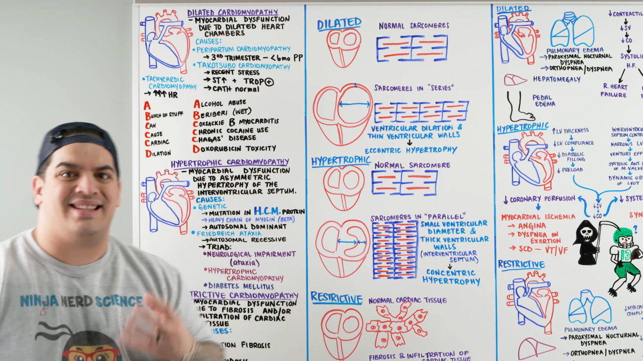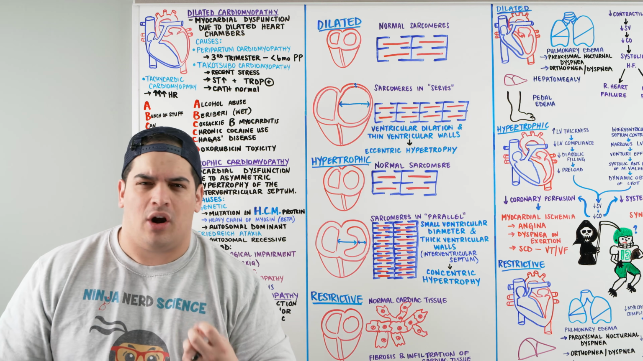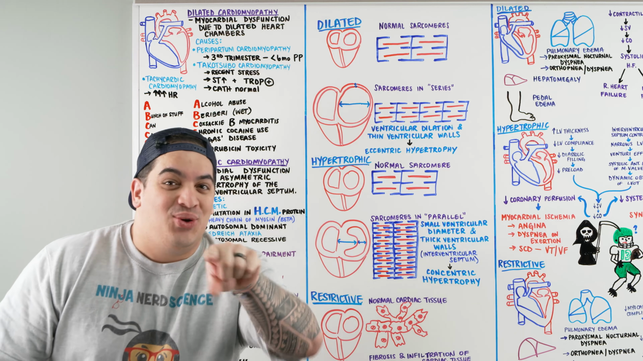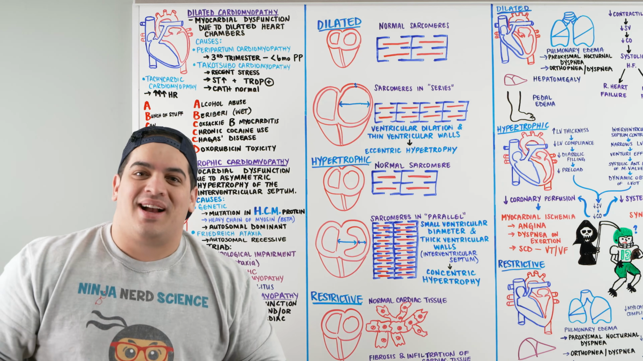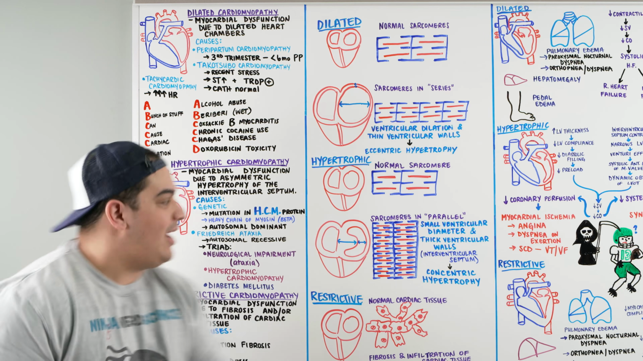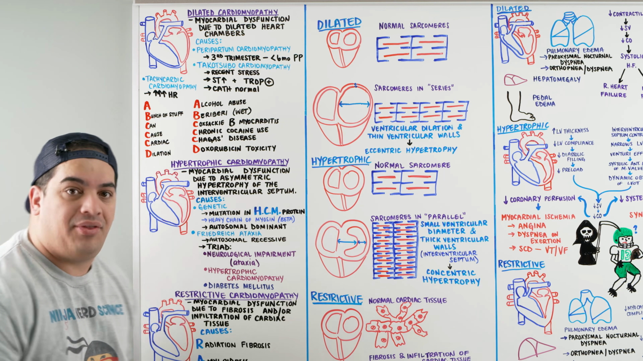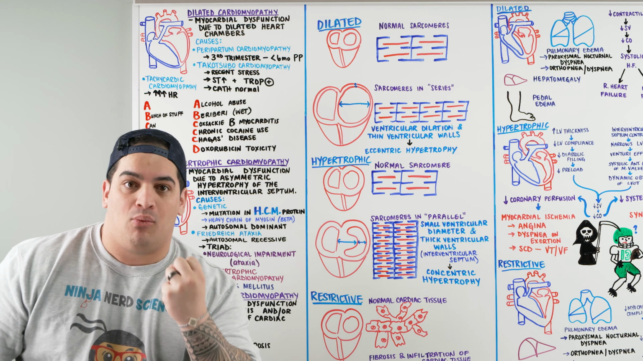Hypertrophic cardiomyopathy is a dysfunction of the actual myocardium of the heart, particularly the ventricular myocardium. And it's due to an asymmetric hypertrophy of the interventricular septum. So you see this septum right there? Look at that big beast right there, just pumping out. That is the actual problem with this disorder.